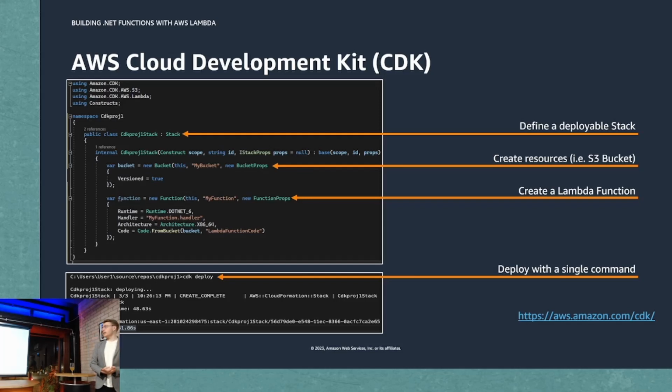And this is what a CDK .NET project might look like. So you can see that the first resource we're defining there at the top is an S3 bucket. So we create an S3 bucket, again this is all just .NET code, and then underneath we're defining a Lambda function.